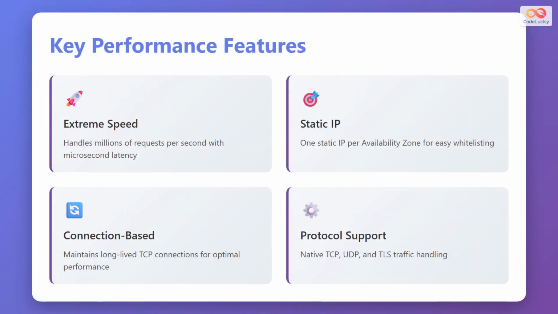NLB comes with 4 key performance features that set it apart. First, extreme speed. It can handle millions of requests per second with microsecond-level latency. Second, static IP addresses. You get one static IP per availability zone, which makes whitelisting and firewall configuration much easier. Third, it's connection-based, meaning it maintains long-lived TCP connections for optimal performance. And fourth, native protocol support for TCP, UDP, and TLS traffic without any additional configuration.